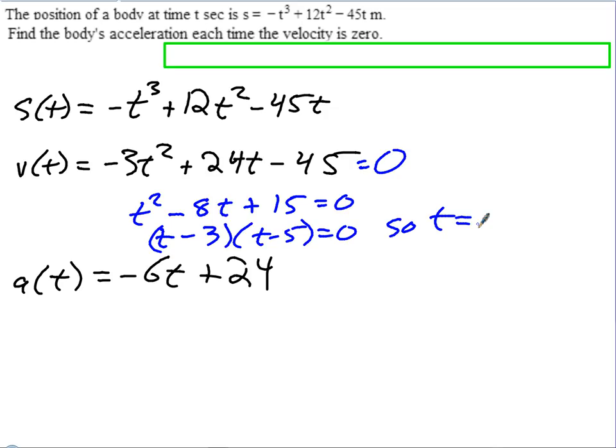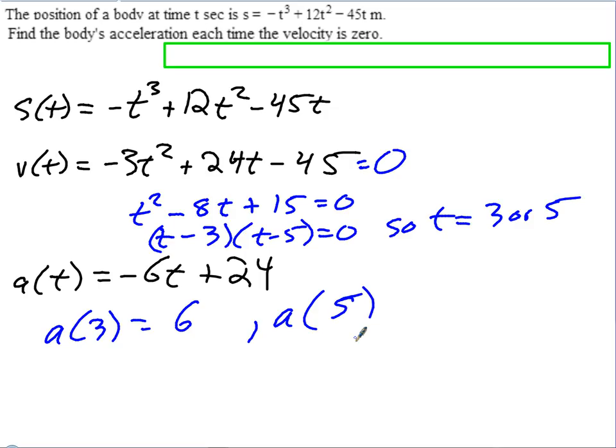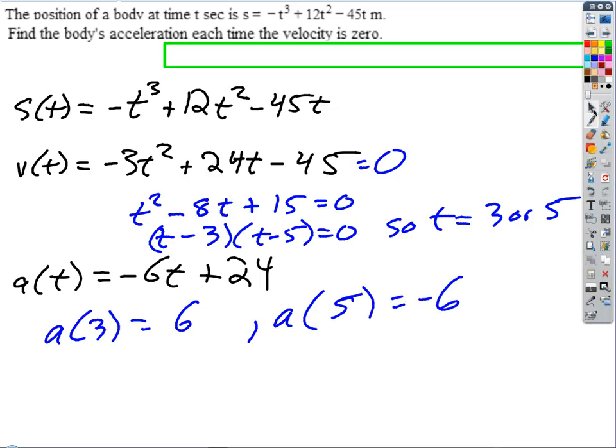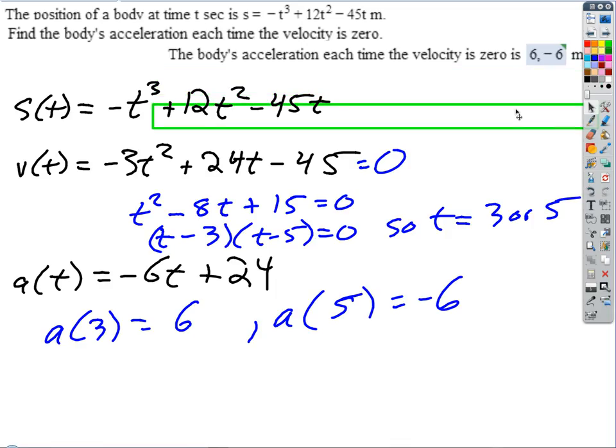So what are my two values of t then? 3 and 5. So I'll just plug those into A. A of 3 is going to be 6, negative 18 plus 24, right? A of 5 is going to be negative 6. So we got it. 6 and negative 6.